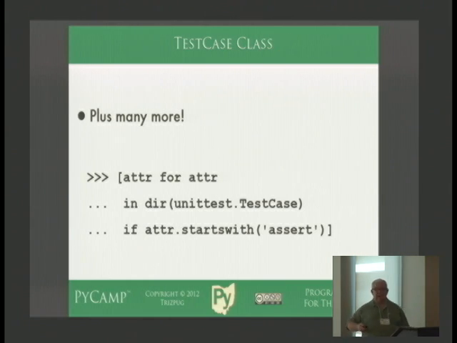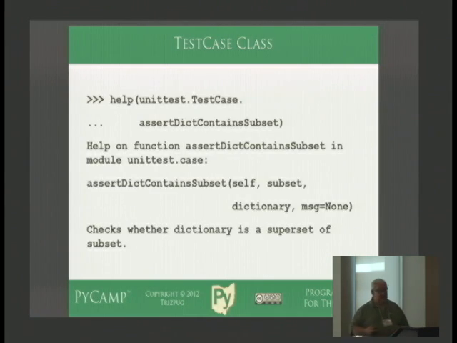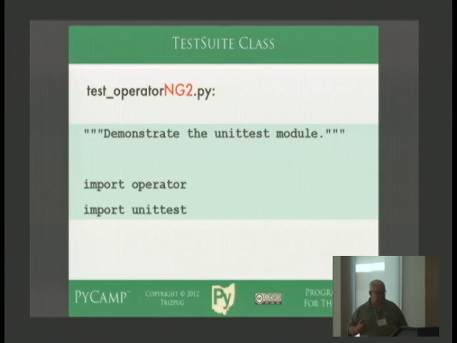Okay, so you can look at all the attributes in unittest.TestCase and filter them for the ones that start with the string assert, and you'll see that there are many of these assert methods built into TestCase. If you find one of them, you can use Python's built-in help to see what it does. Here's one called assertDictContainsSubset. You have to see if one dictionary is a subset of another dictionary. Lots of convenience methods.